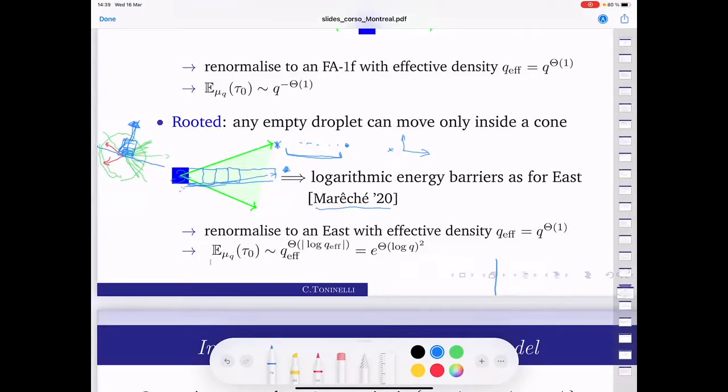Hence, you will have a time scale which scales as the inverse density of these droplets. And these droplets are simply large but finite regions, which have a density which scales as a power of q, to the logarithm of the typical distance that I have to cover from the origin up to the first droplet. So a log of this same effective density, which explains the log square here as for the East.